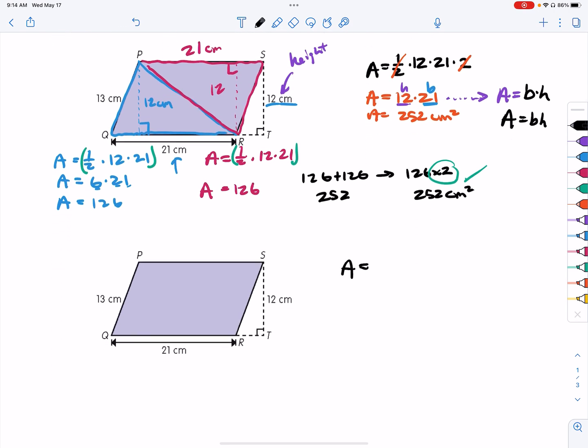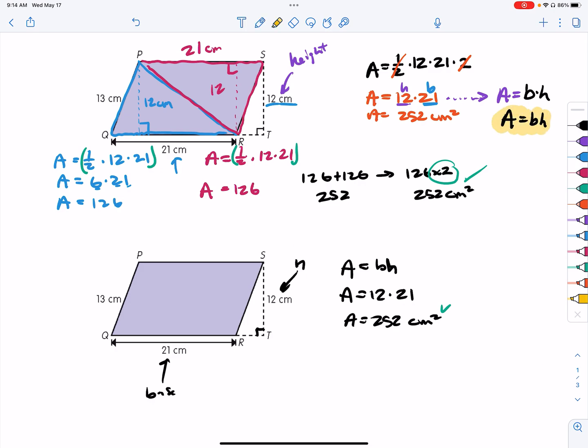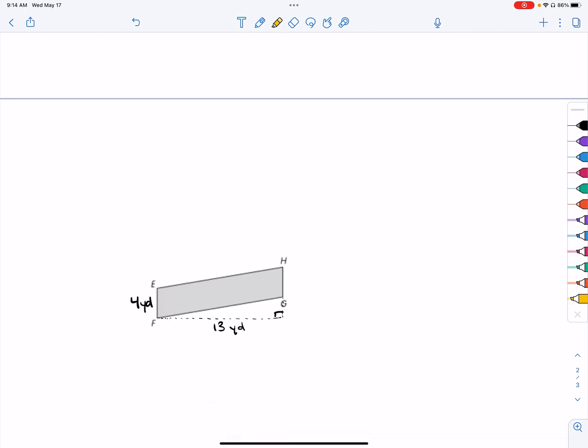So let's try that one more time on this one. If we start with our formula, area of a parallelogram is base times height. If 21 is our base, our height is 12, because these are perpendicular. So area equals 12 times 21. And so area equals 252 square centimeters. Hey, check it, that works out. So we know this formula is good, so we can add that onto our list of formulas that we know. Let's try one more example and see.